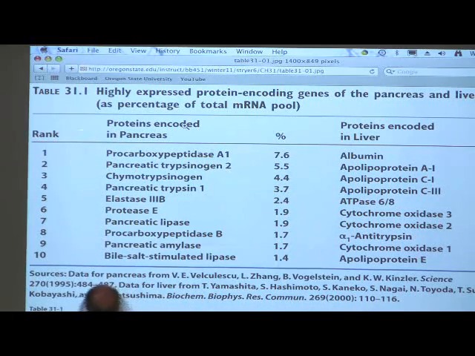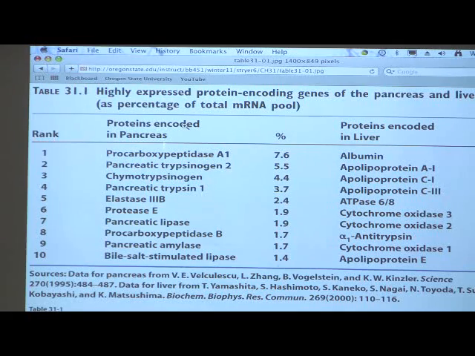On the left column, you see proteins encoded in the pancreas, and by encoded, they mean made in the pancreas. And on the right side, we see proteins made in the liver. Pancreas and liver aren't too far apart. However, look at the differences between them.